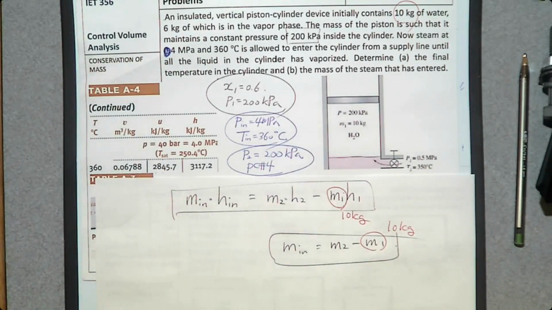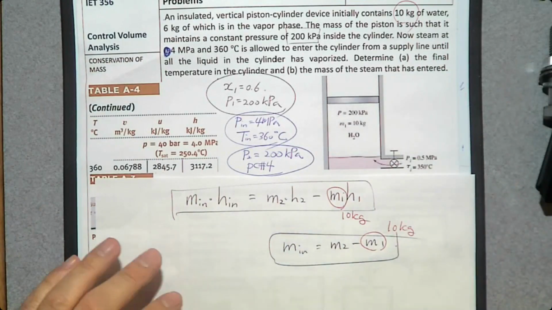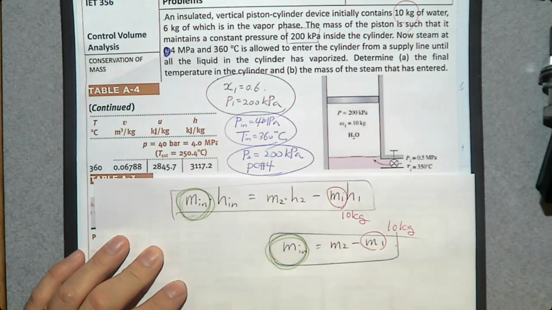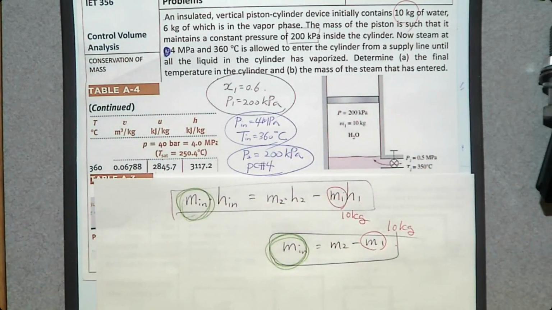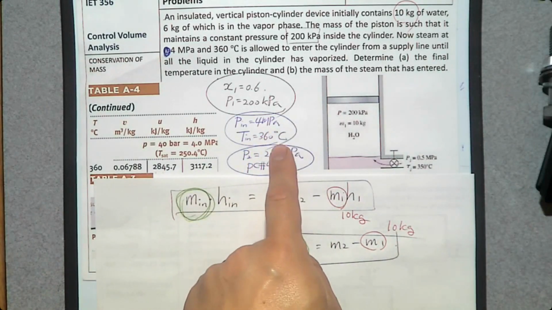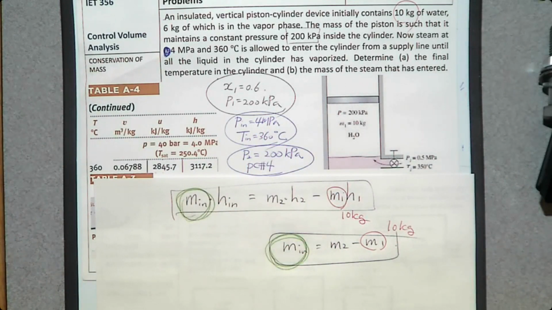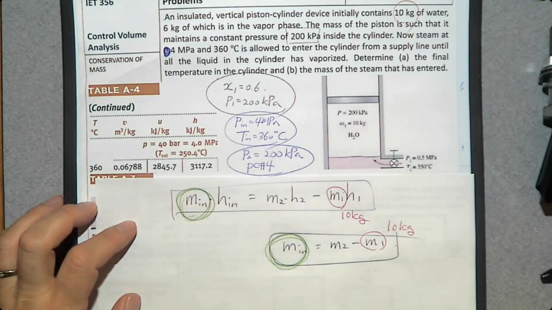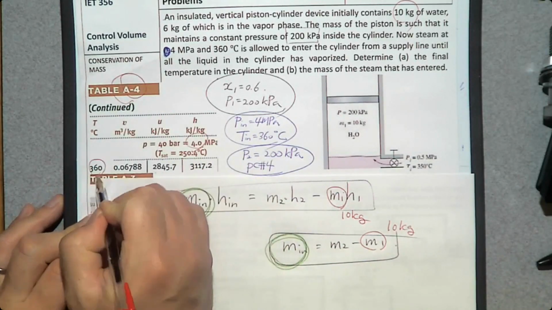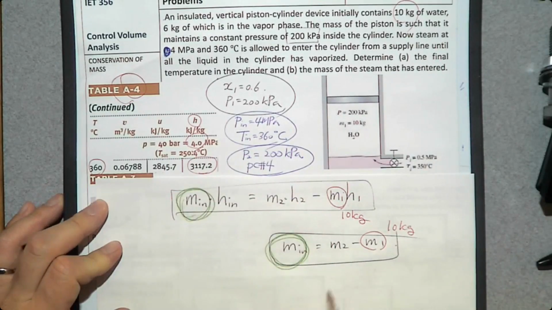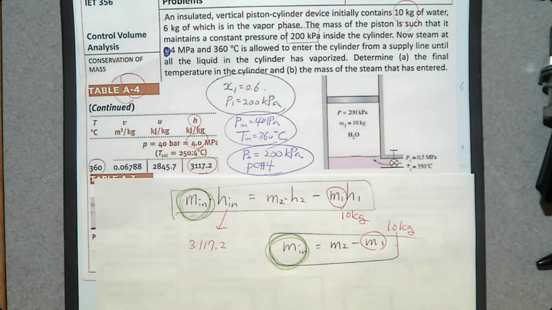What do we want to determine? We want to determine the mass of the steam that has entered. So the unknown is the mass that has entered. It means we need to determine H in, H2, and H1, then you can determine M in. Can we determine H in? Yes, it is 4 megapascal, 360 degrees Celsius. That is superheated vapor, so you can go to the superheated vapor table, which is table A4. At 4 megapascal, 360, H is 3,117.2.